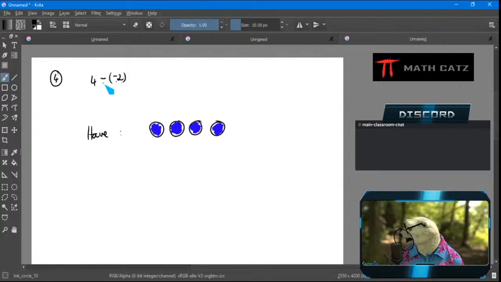Then the instructions are clearly to take away. So this is what I start with. This is now the instruction. And I guess the operation and the second number is the instruction, really. So I need to take away this guy. I need to take away 2 red chips.